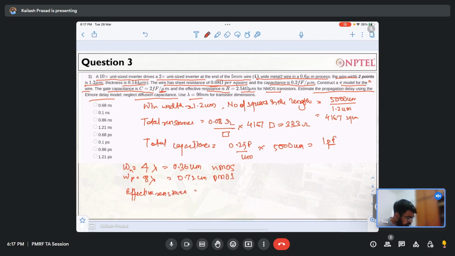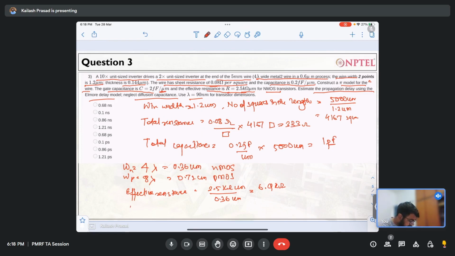right, in the question it is given that R is equal to 2.5 kilo ohm micrometer. So the effective resistance will be 2.5 kilo ohm micrometer. So that's the width, and this is given for the NMOS, so you have to divide by the width of the NMOS. This is equal to 0.36 micrometer, so you will get the actual resistance, and the actual resistance will come out as 6.9 kilo ohm. So now you have the actual resistance, so the effective resistance also. Once you have that, you have to find out the gate cap.